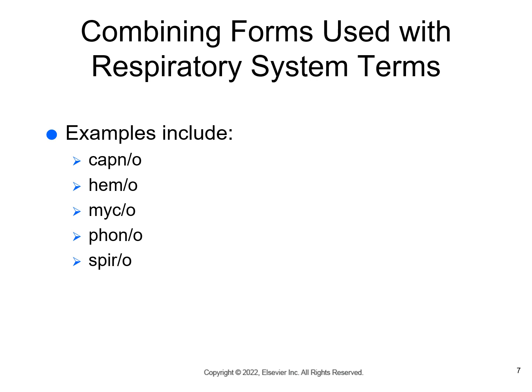You'll see some of these combining forms when we're building terms in the respiratory system. So capno, if you remember, is carbon dioxide containing. Hemo, we've seen in previous chapters, means blood or bloody. Myco has to do with fungus or fungal growth. Phono is new. That has to do with the making of sound. And spiro is also new, and that has to do with breathing.